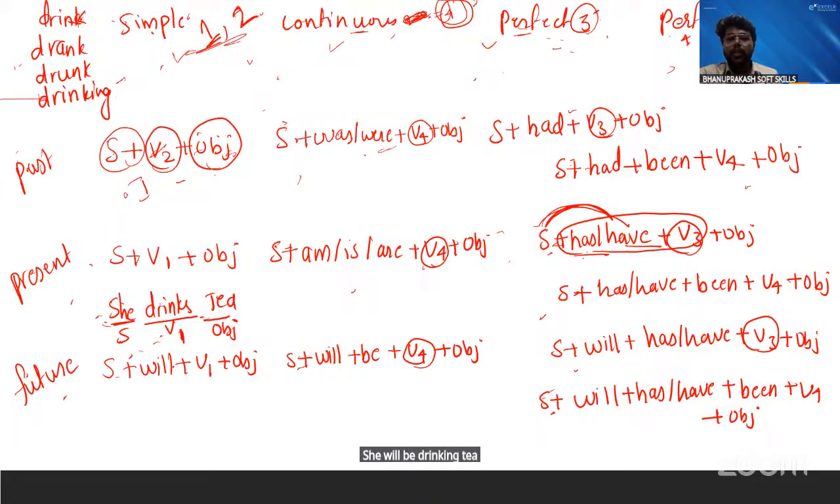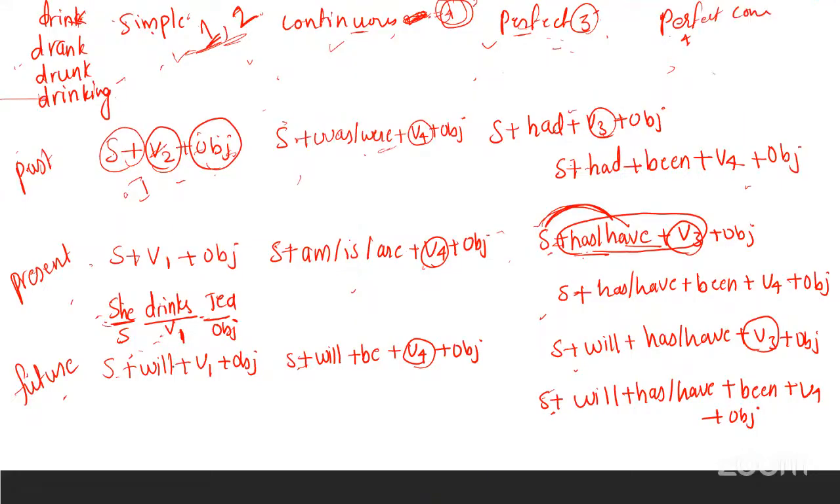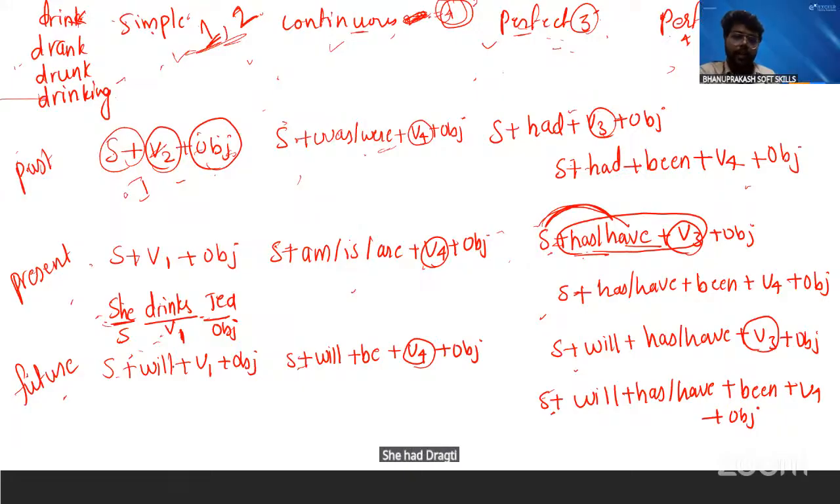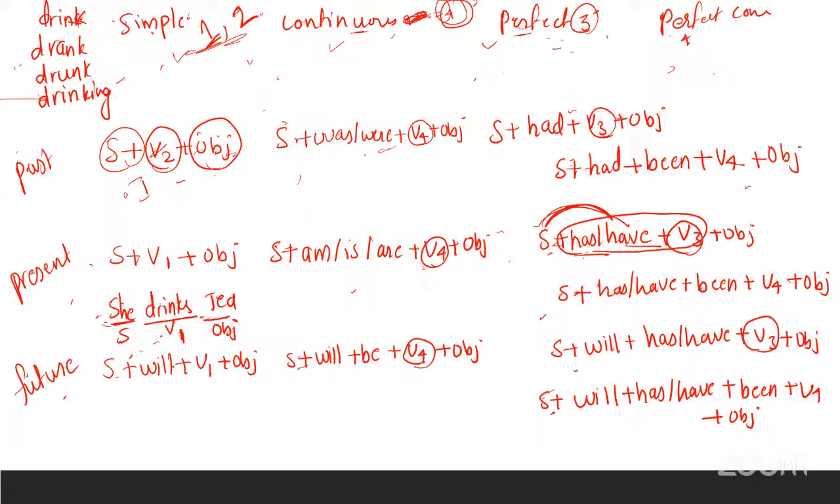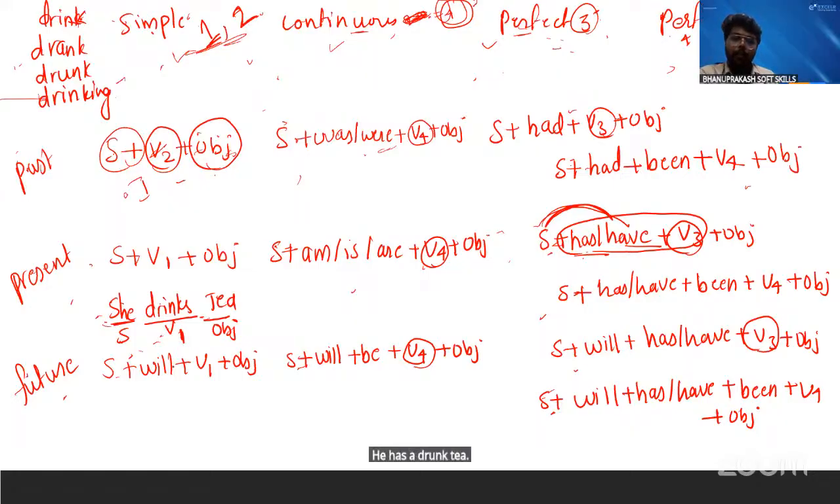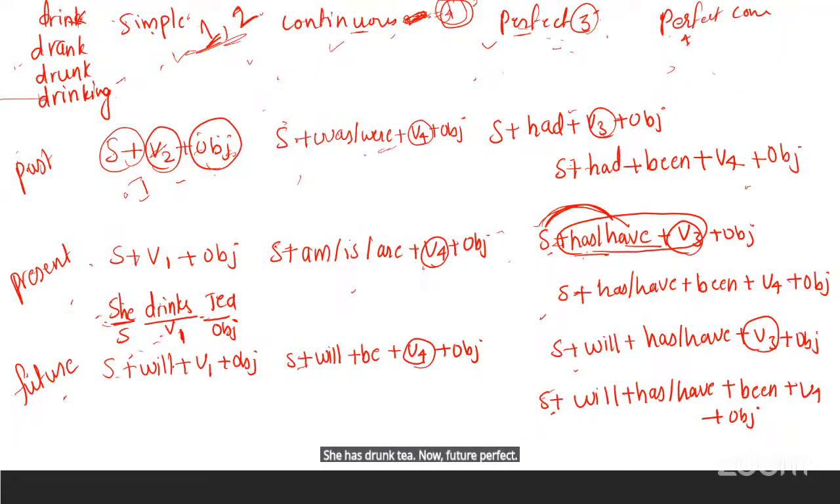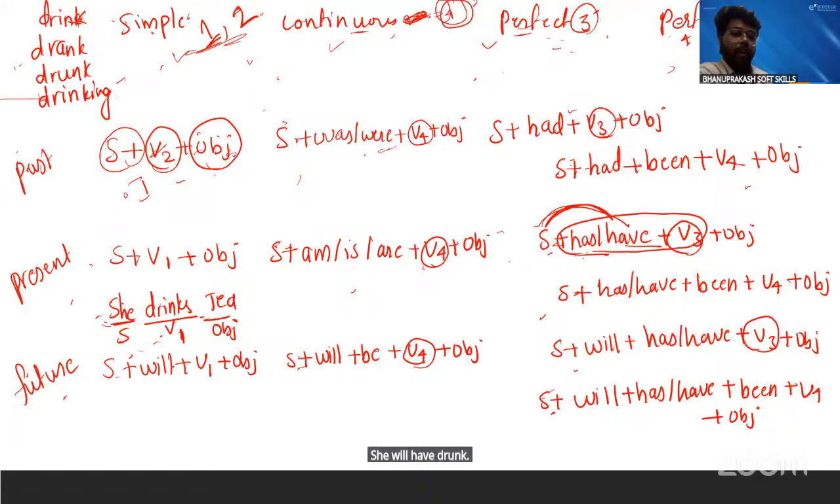Now past perfect. She had drunk tea. Now present perfect. She has drunk tea. Now future perfect. She will have drunk tea.